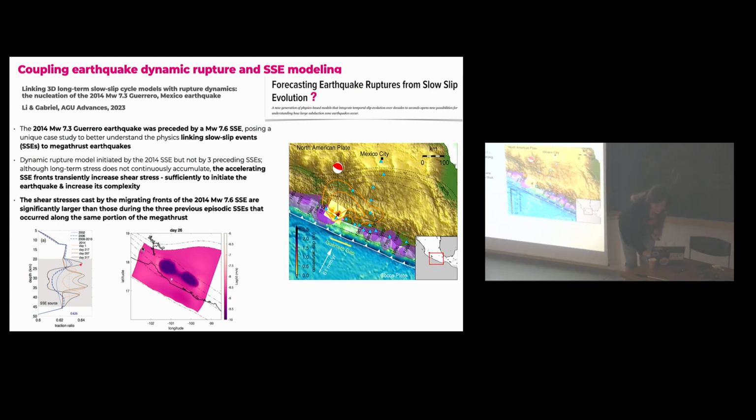So these are the slow slip cycle models, and they can be constrained by long-term GPS measurements. And what we find is that accelerating slow slip fronts transiently increase shear stress enough to actually initiate this earthquake and also increase its complexity during propagation. However, it's not enough to just look at a single slow slip event. We really had to model, in this case, 4 of these slow slip events and how they redistribute stresses across the slab to be able to understand why, or come up with an explanation of why this 2014 event might have been the one that triggered that earthquake.